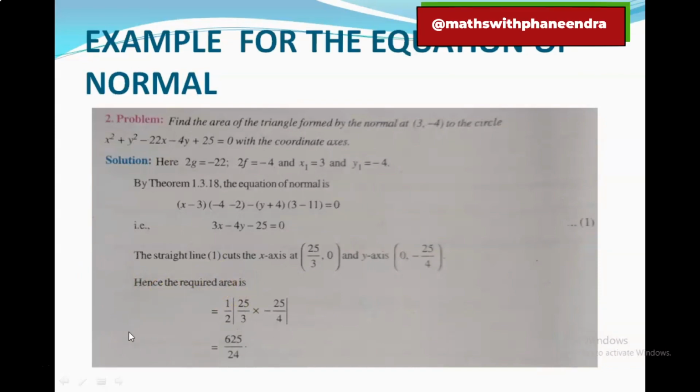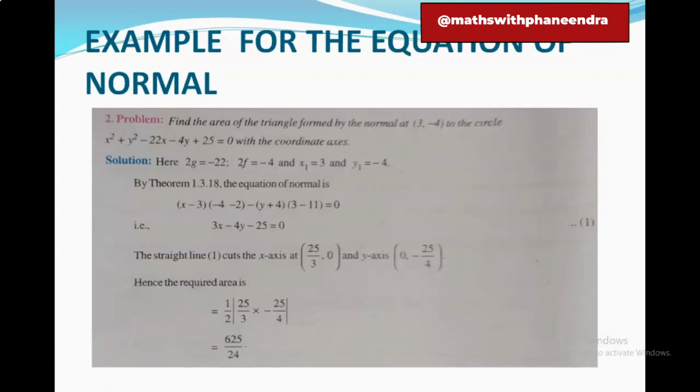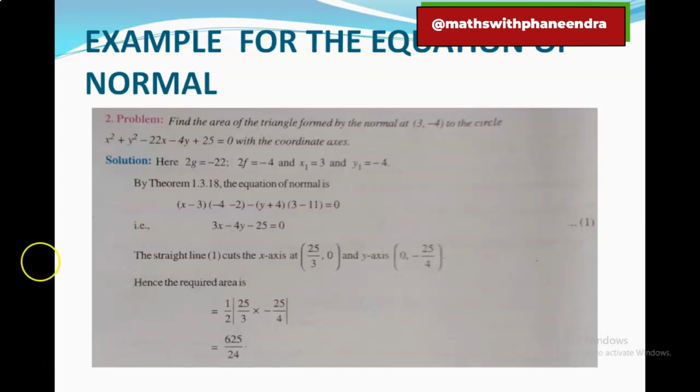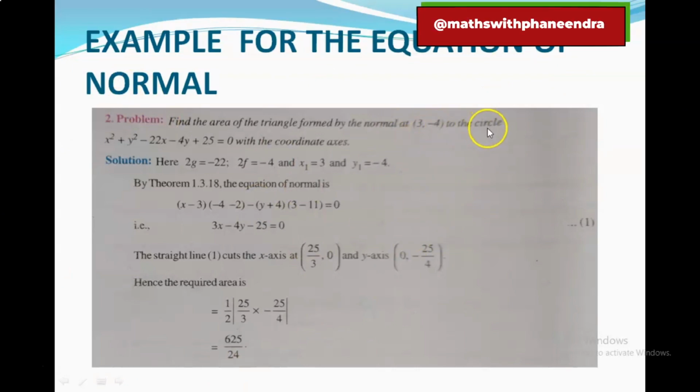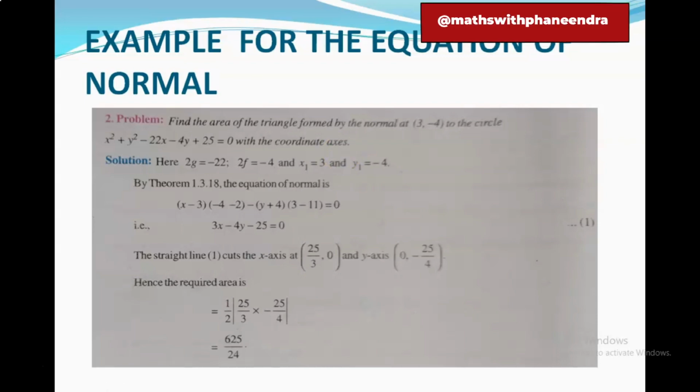This question is related to normal as well as some other application. Find the area of the triangle formed by the normal at 3 comma minus 4 to the circle x square plus y square minus 22x minus 4y plus 25 equal to 0 with the coordinate axis. First you have to understand the question. Find the area of the triangle formed by the normal at 3 comma minus 4 to the circle with the coordinate axis.